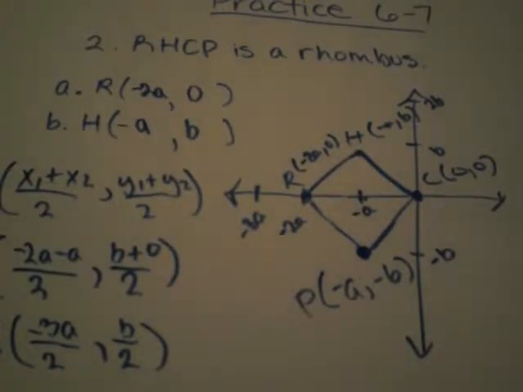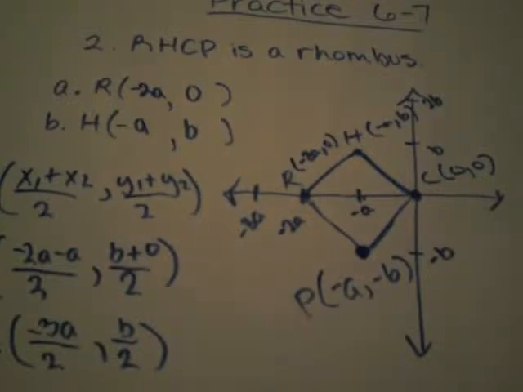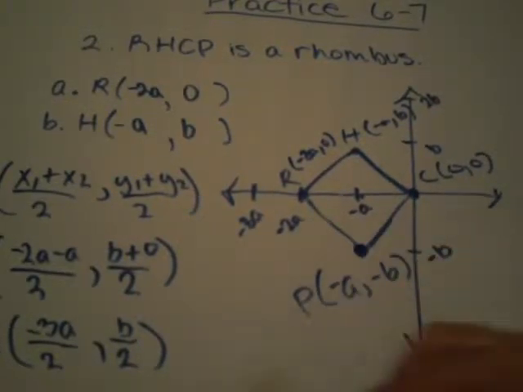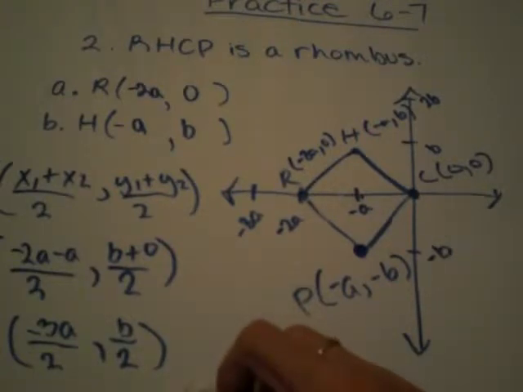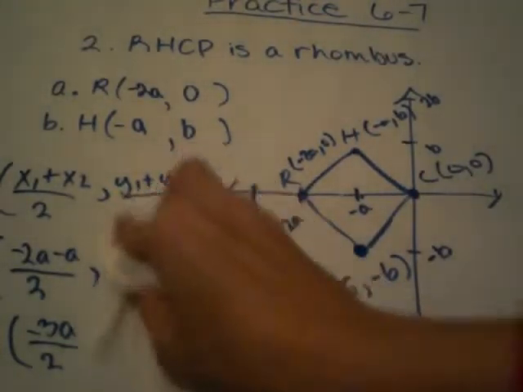For D, we have to find the slope of RH. And I'm going to erase just this midpoint portion here so that we can do our calculations. Okay, so make sure you've copied that down. If you need to, just go ahead and pause the video.